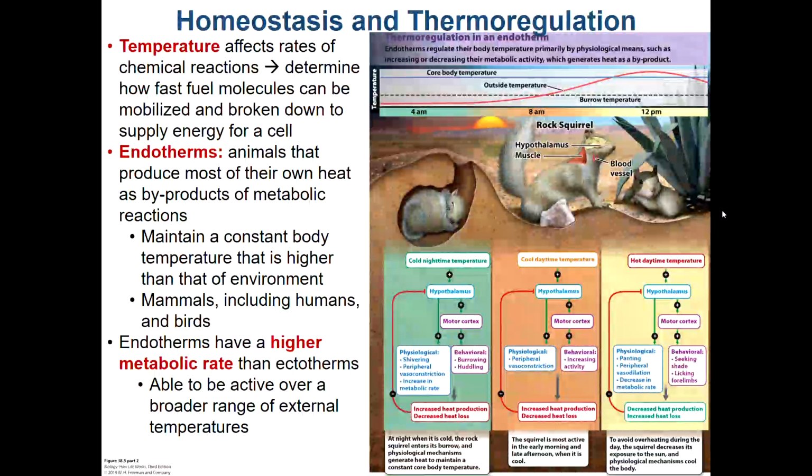Because endotherms are regulating their own body temperature, they have a higher metabolic rate than ectotherms. This allows them to be active over a broader range of external temperatures. So you're more likely to find an endotherm in very extreme habitats, such as very cold places like the Arctic, because they're able to keep their body temperature at the proper level to survive.